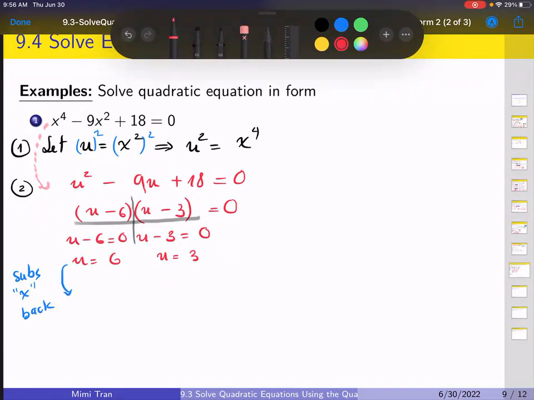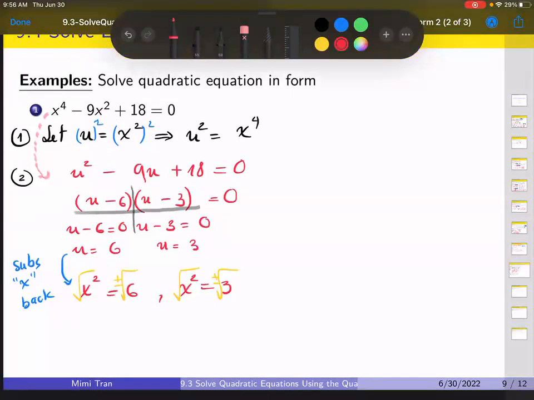u is x squared, right? We use x squared equals 6 over here, and x squared equals 3. How do I solve for x? What do I do? I take the square root, right, square root plus or minus. Can you guys see in yellow? Okay, so x equals plus or minus the square root of 6, or x equals plus or minus the square root of 3.